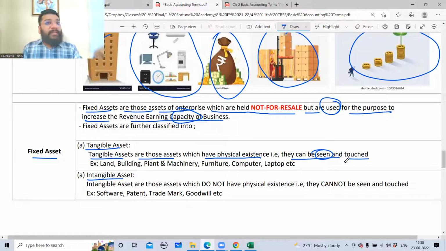Example, land. Can you touch the land? Can you see the land? Yes. Can you touch the building? Can you see the building? Yes. Plant and machinery, furniture, computer, laptop. All these are assets. Why are these assets? Because these are used in the business, and these have a life for more than one financial year.